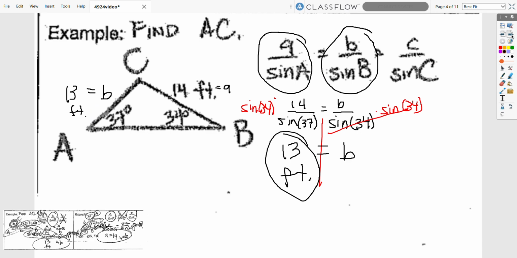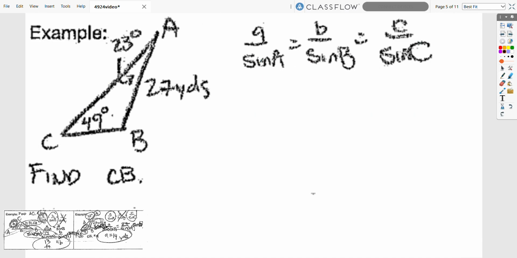Last example. We are given a triangle with 49 degrees, 23 degrees, and then we have one of the sides labeled. Let's go ahead and see what the problem wants us to find. It says to find CB. So CB is a line segment, so this is CB. So that means, let's find out what side this is. This is across from angle A, so we're going to label CB as lowercase a. So we know that we have to use A, so we're going to use the angle A as well.